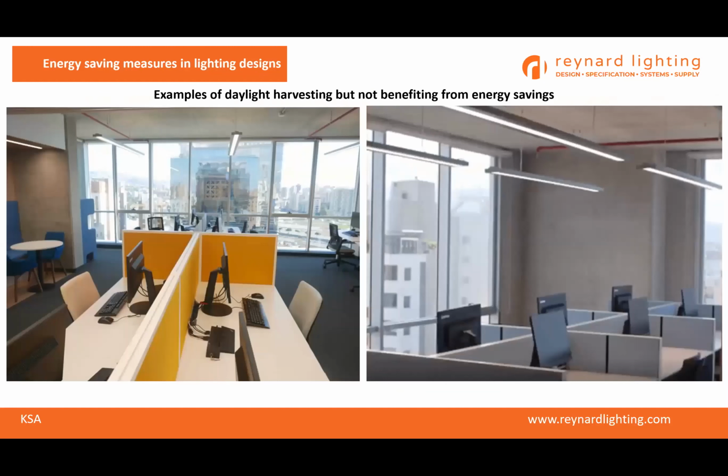Okay, showing this example here, it's an office space where they have very large windows, with high amounts of daylight penetrating the office space, which is good. But what's not good is that they did not benefit from the energy saving. You can see here the luminaires are on during the day, there are no daylight sensors, and nothing to maximize the energy saving from this situation.